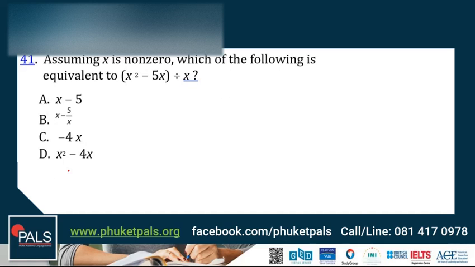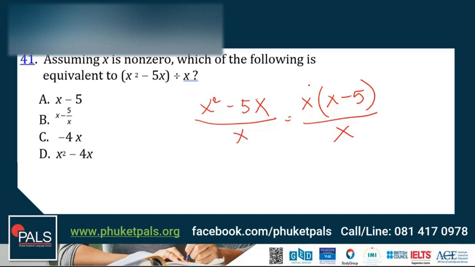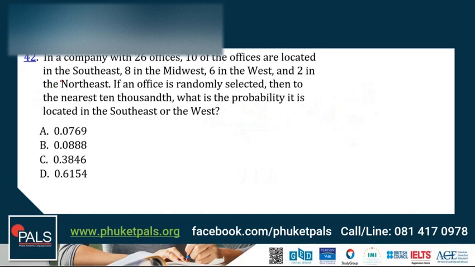Number 41. Assuming x is non-zero, which of the following is equivalent to x squared minus 5x divided by x? So let's rewrite it. x squared minus 5x is divided by x. First, let us factor out the numerator. We've got x as common. Then we've got x minus 5 divided by x. Then we can now cancel the x. So the answer is x minus 5, letter A.